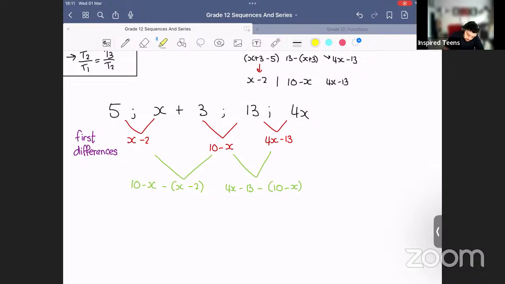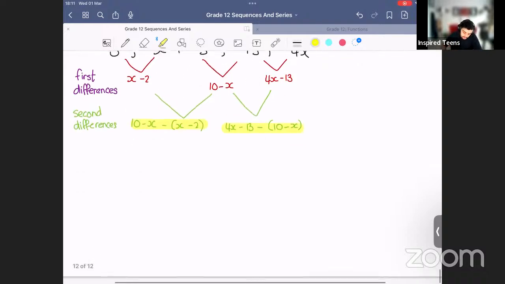One thing that is important to note is these are our second differences. Remember, our second differences are common, meaning they are equal. So what we can do is take this second difference and equate it to that second difference. Why? Because we know that the second differences are equal in value. So let's do exactly that.